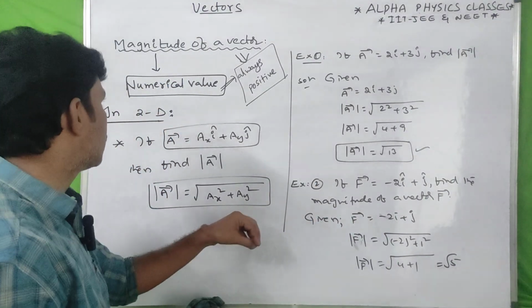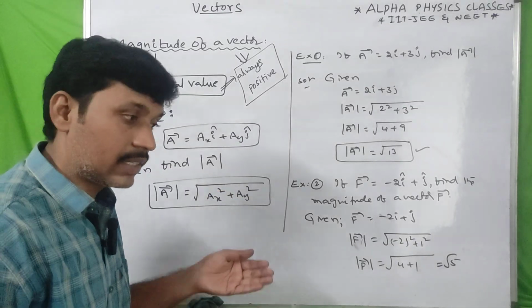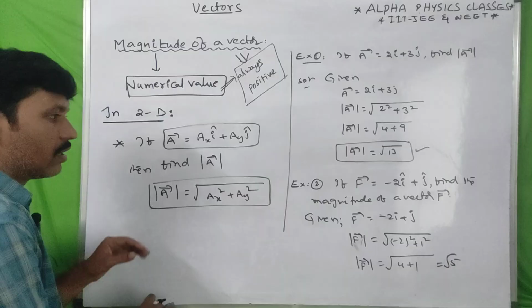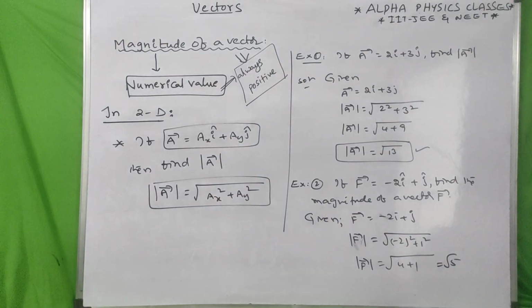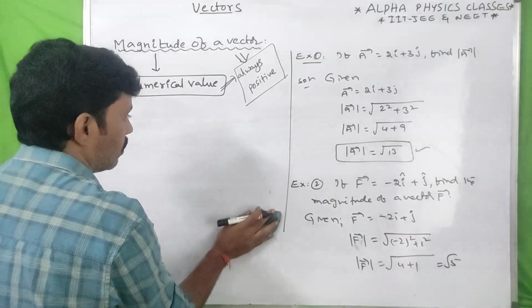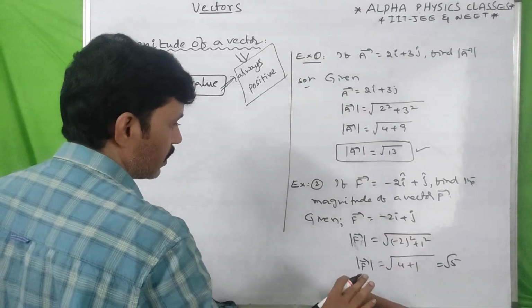Right? This is the two-dimensional vector. For example, if any vector is represented in 3-dimensional, okay, let us go to that one. Right. So let us discuss 3-dimensional. That means if any vector is given in 3-dimensional.